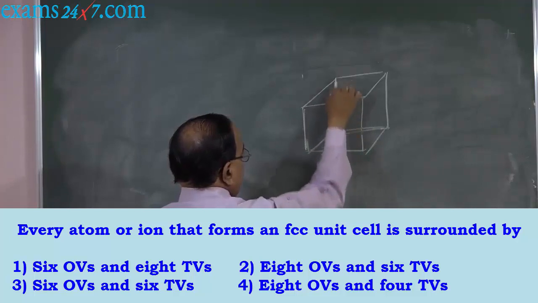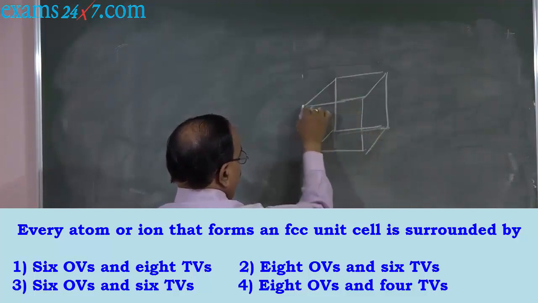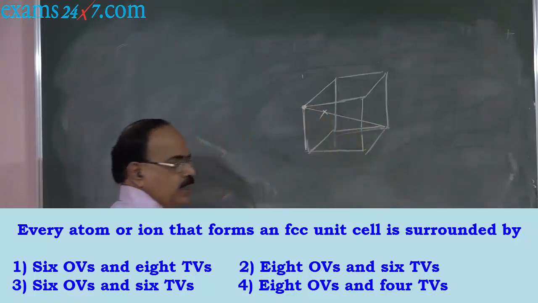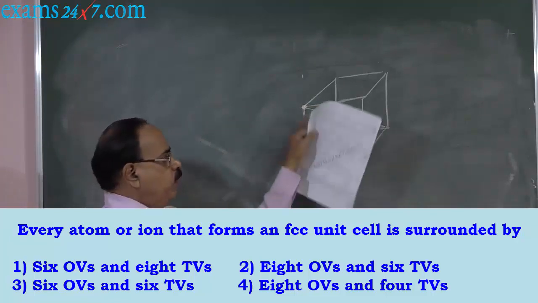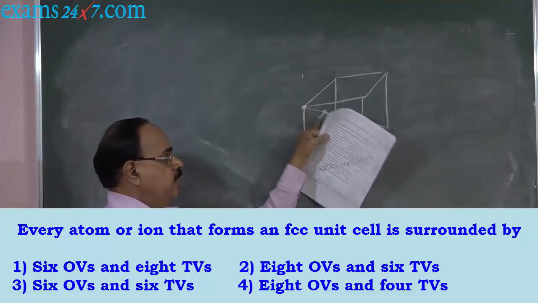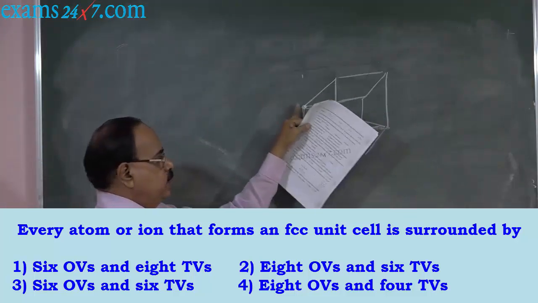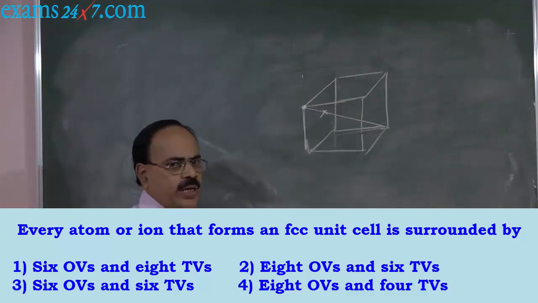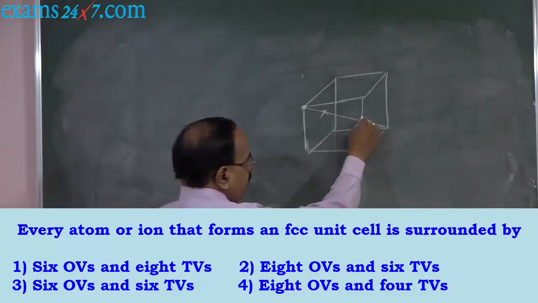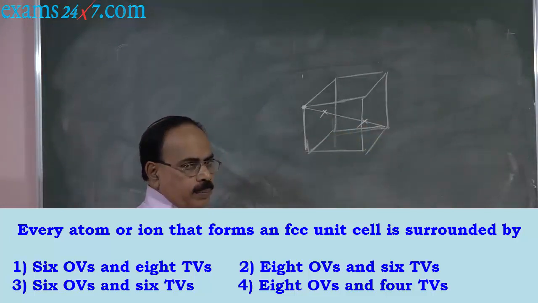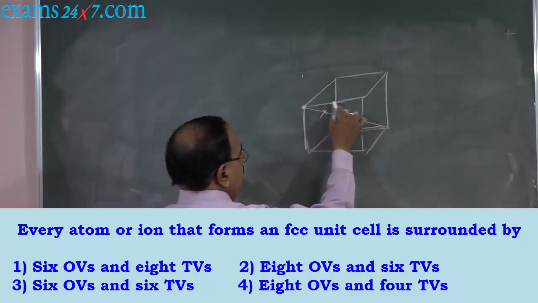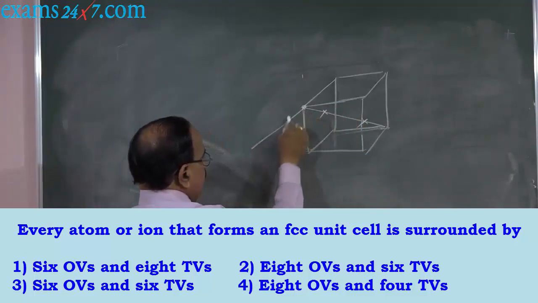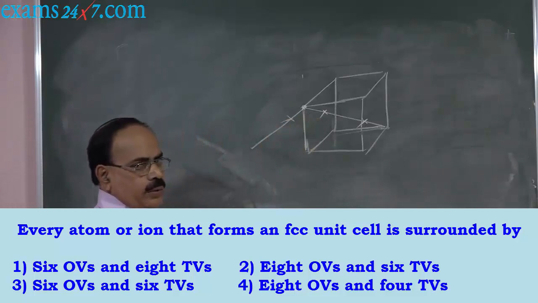Now, where is the tetrahedron void? Along the body diagonal. Now, for this corner particle, what is the nearest tetrahedron void along the body diagonal? At 1/4 distance of the body diagonal from this corner, there is a tetrahedron void. So this corner particle is surrounded by 1 tetrahedron void along 1 body diagonal. Another tetrahedron void is away; it is not closer to that. And one more body diagonal I can write for the neighboring cell like this, and there will be another tetrahedron void.